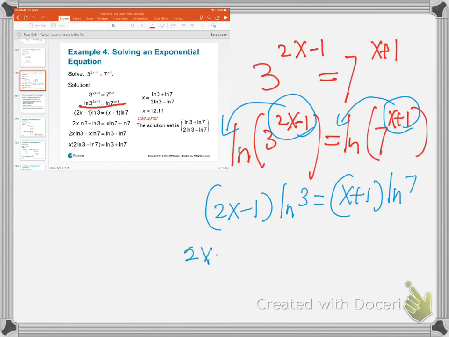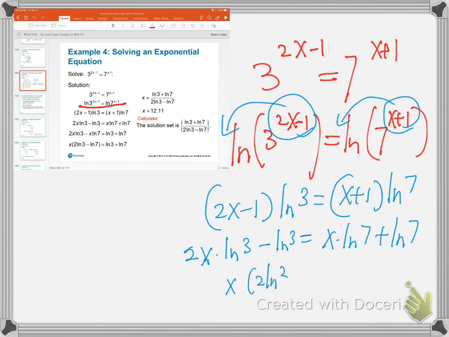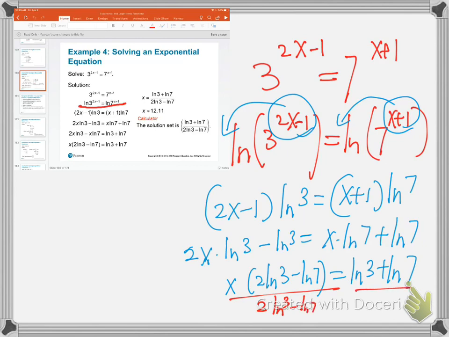2x times log 3 minus log 3 is x times log 7 plus log 7. Move x terms together, so we got x times (2 log 3 minus log 7) is log 3 plus log 7. And then divide by this multiplier. We got the answer x.